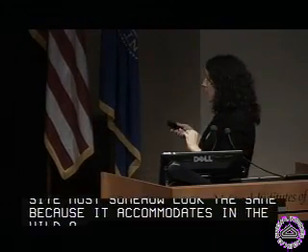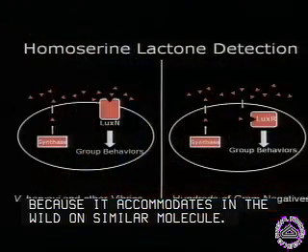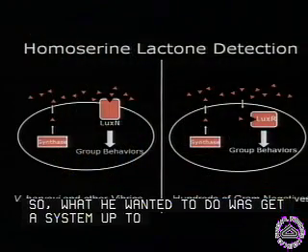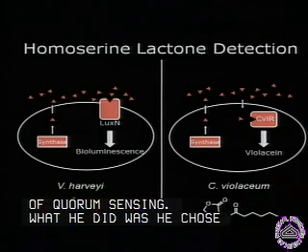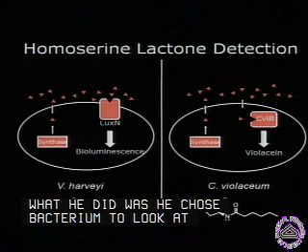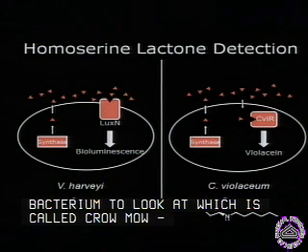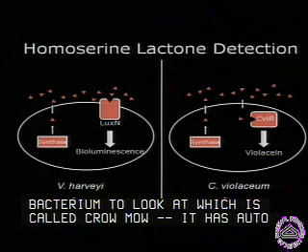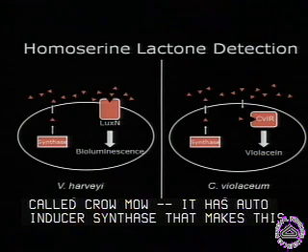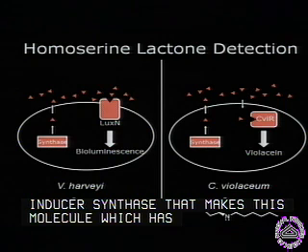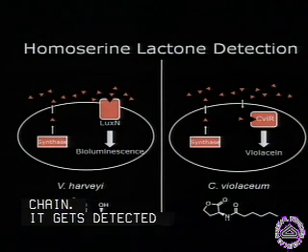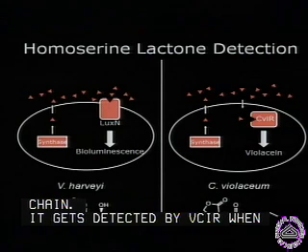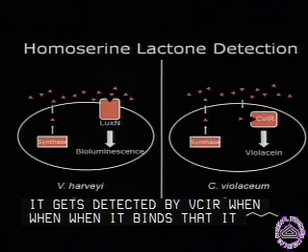So what he wanted to do was to get a system up to look at this kind of quorum sensing. And so what he did was he chose a bacterium to look at, which is called Chromobacterium violaceum. So it has an autoinducer synthase that makes this molecule, which has a 6-carbon acyl chain, and it gets detected in the cytoplasm by a protein called CviR. And then again, when it binds that 6-carbon molecule, it sits on DNA and turns on the quorum sensing genes.